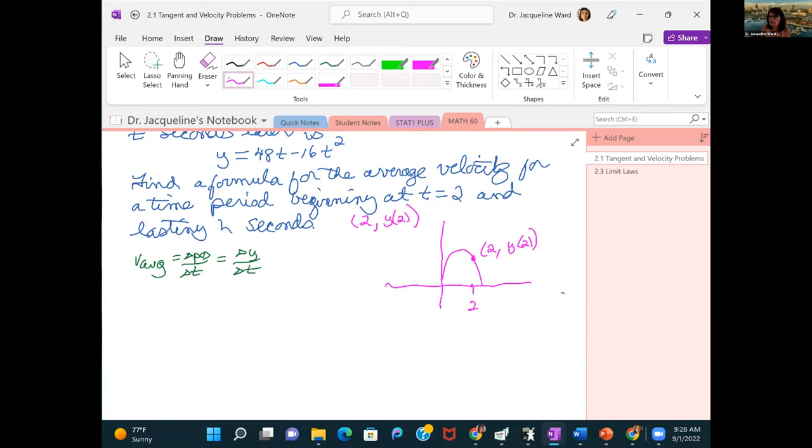And now the time goes by 8 seconds. So you want to think in terms of 2 plus 8. Does that make sense? 8 seconds goes by, so you're going to add 8 to 2. And then you're going to do the y of that, 2 plus 8. Okay? Does that make sense? Everything we redo, we want it to make sense.